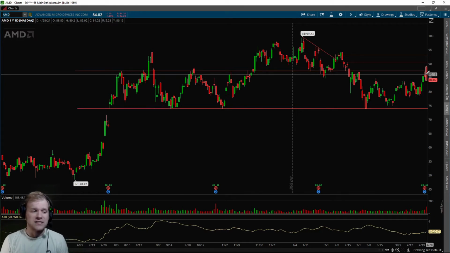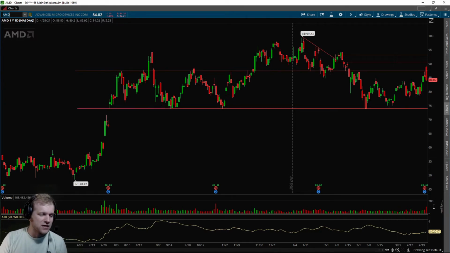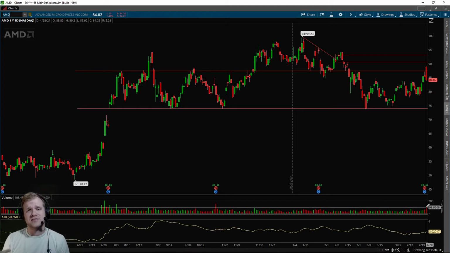It had earnings. It gapped up. It has a big spike in volume. There's more traders pushing this stock. So it was more realistic. If you were short bias, you could have been looking for a little bit more.